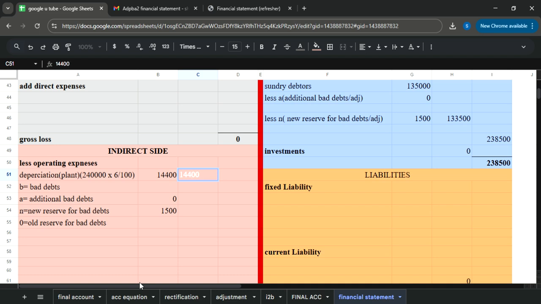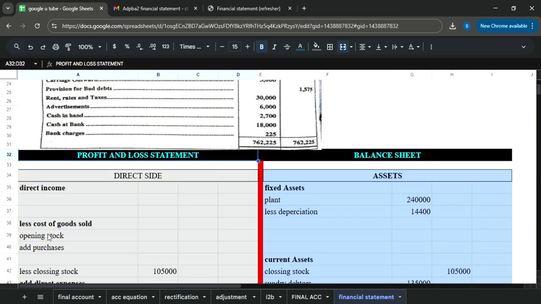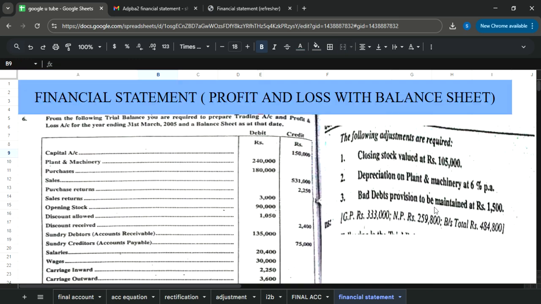Alright guys, in this way our bad debt adjustment is completed. Now these two, bad debts and old reserve, will be present in the trial balance. When they come, we will write them. In this way, the third adjustment's dual effect is completed. So we will shift our focus to the trial balance. Now we are ready to write these elements according to their place.